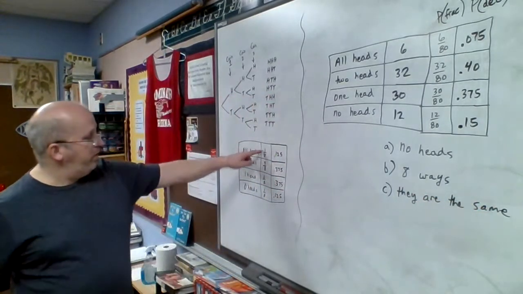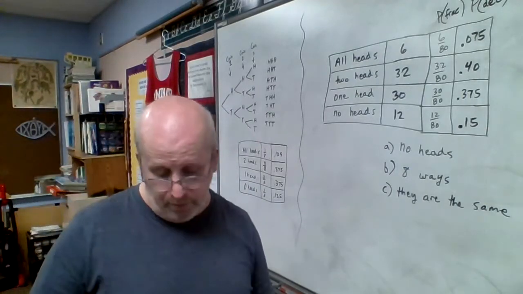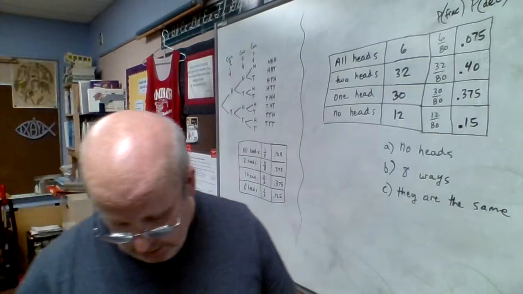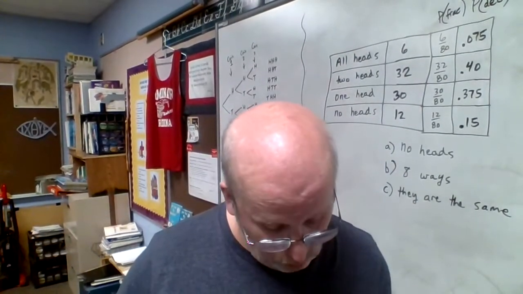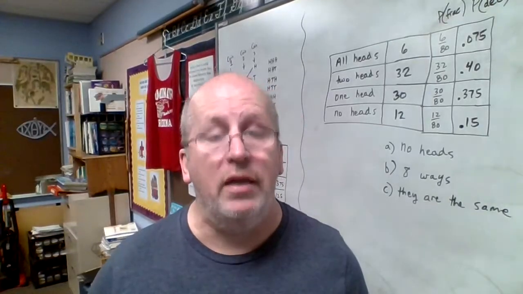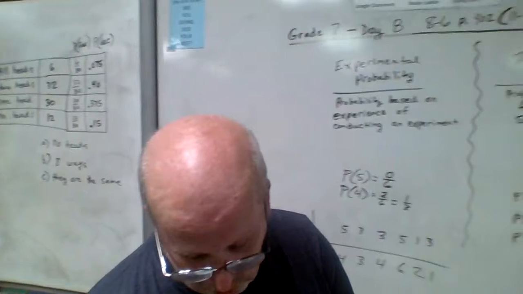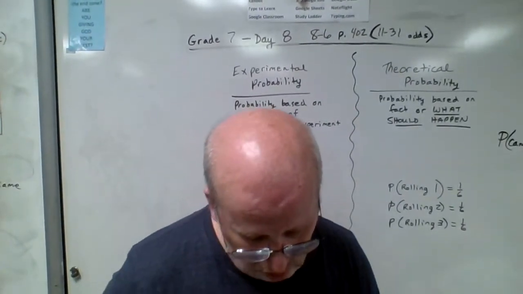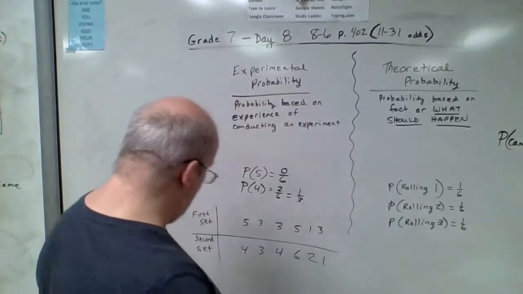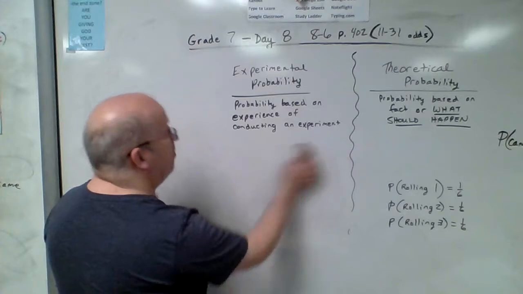Notice, 1/8, 1/8. There is no difference when it comes to theoretical probability. Okay, let's go to the top of 402, problem number 3. It says, use the table at the right, which is talking about tossing a coin. Based on your results, what's the probability of getting a heads?